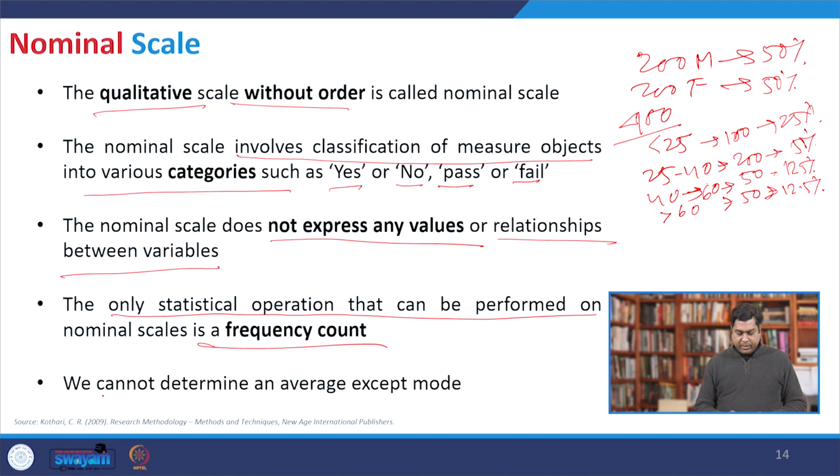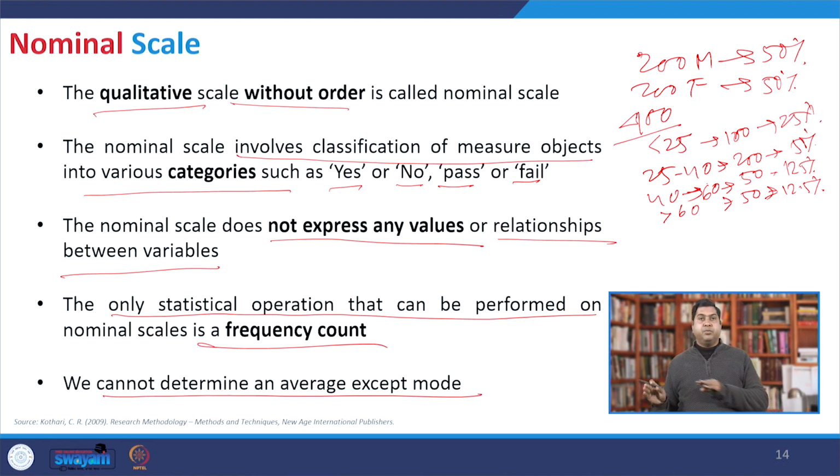In this case we cannot determine an average except the mode. So we cannot calculate any sort of average value. There should not be any rule about the average value of the age group, or the average value of male and female. That is not possible.